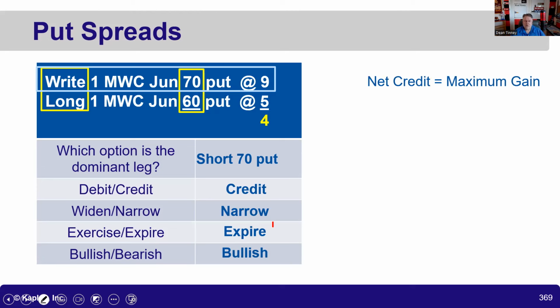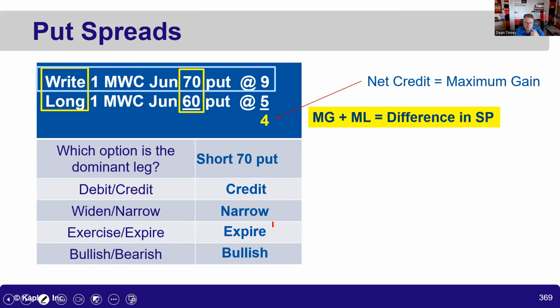Now, if you don't get this, then you have to memorize that the maximum loss in a credit spread is the difference in the strikes less the net credit. I personally just think that's a mental mess. I think it's easier to say, well, there's 4 points that I've collected of 10 points to be made or lost. So the gain and loss always equals the difference in the strikes.